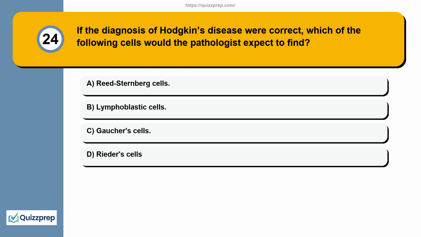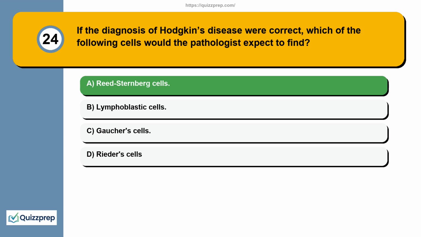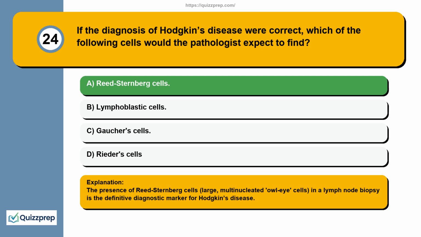Question 24. If the diagnosis of Hodgkin's disease were correct, which of the following cells would the pathologist expect to find? Reed-Sternberg cells, lymphoblastic cells, Gaucher's cells, Reeder's cells. The presence of Reed-Sternberg cells, large, multinucleated owl-eye cells, in a lymph node biopsy is the definitive diagnostic marker for Hodgkin's disease.